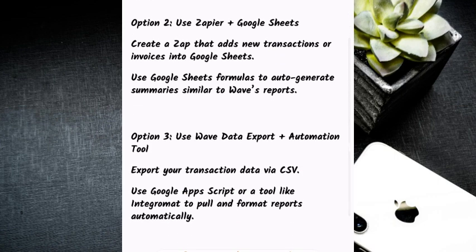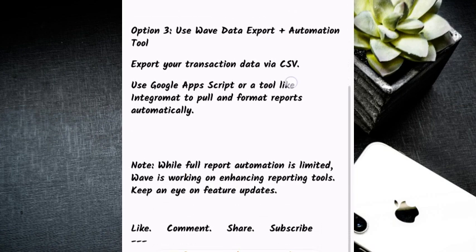The third option is to use Wave's data export plus an automation tool. Export your transaction data via CSV and use Google Apps Script or a tool like Integromat to just pull and format reports automatically. Note, while full report automation is limited, Wave is working on enhancing reporting tools, so keep an eye on future updates.